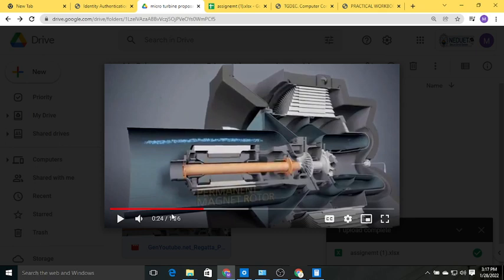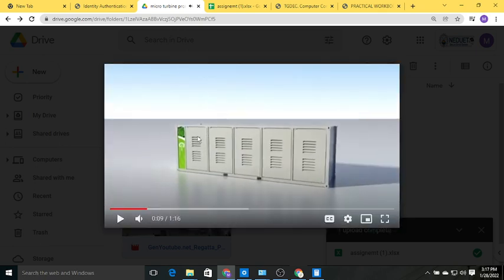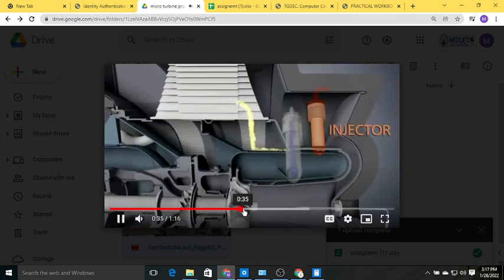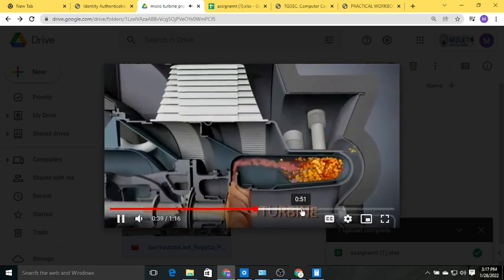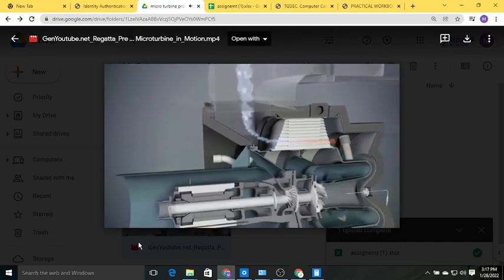It's a very small machine. You can see this whole turbine is placed in only this cabin, and it produces around 1 megawatt of power. Because it's running at a very high RPM, as per the affinity law, if you increase the RPM, you can reduce the size of the system. I'll share the simulation video.